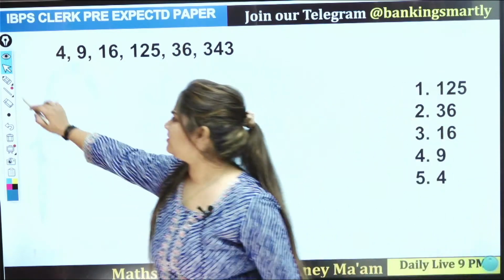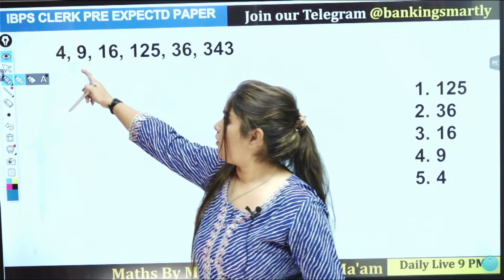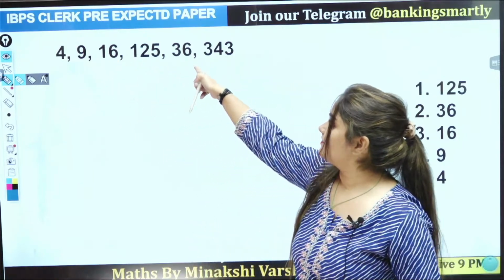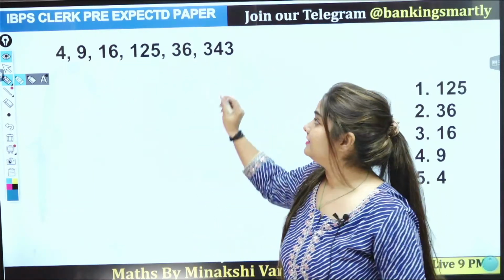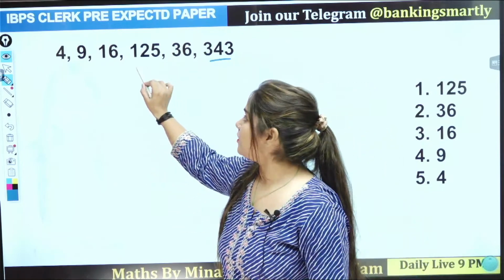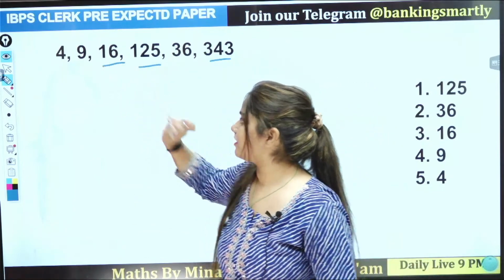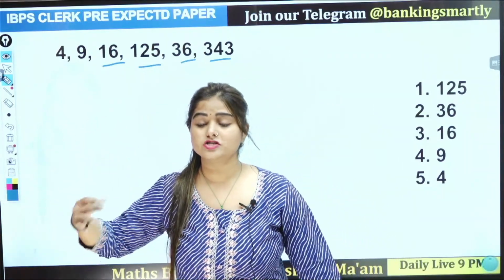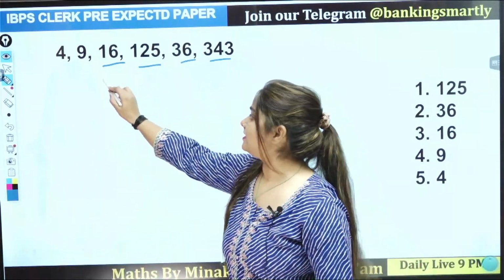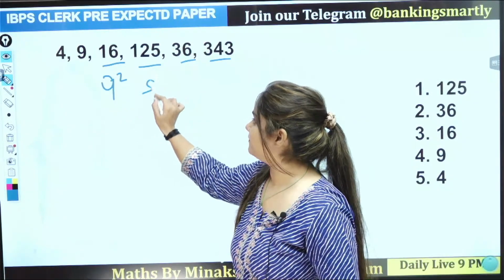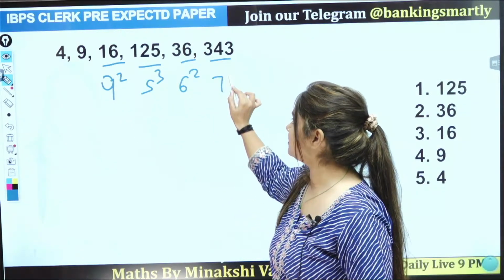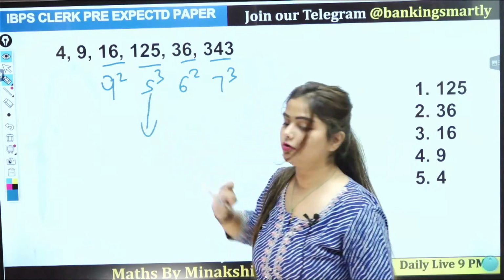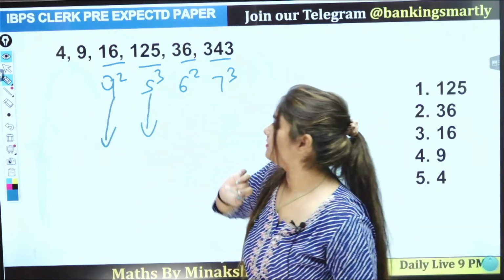See, 4, 9, 16, 125, 36, 343. This is 7 cube, this is 5 cube, this is 4 square, this is 6 square. That means in alternate positions we have squares and cubes. So this one is 4 square, this is 5 cube, this is 6 square, this is 7 cube. That means odd follows cube and even follows square.